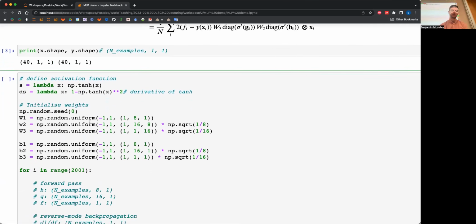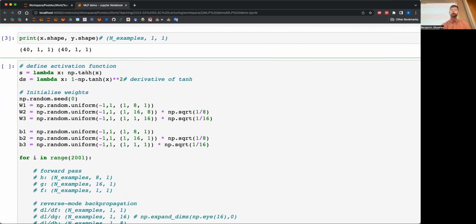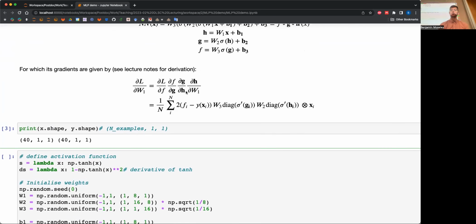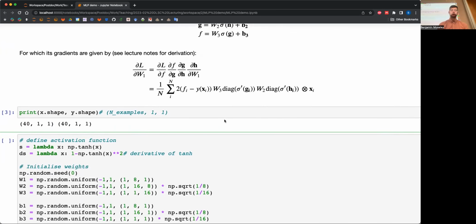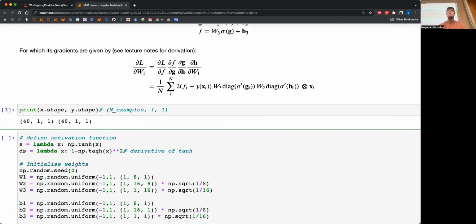Cool. And then the next thing we do is just define what our activation functions are. So we're just going to say activation is just tanh. And remember, we also need to know what the derivative of the activation function is to evaluate our chain rule. So the derivative of tanh is just 1 minus tanh squared.